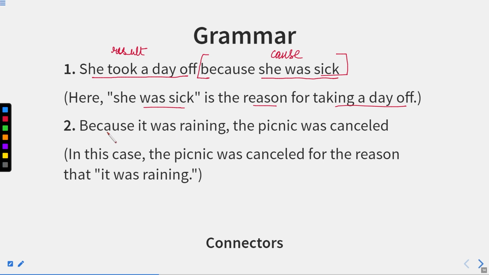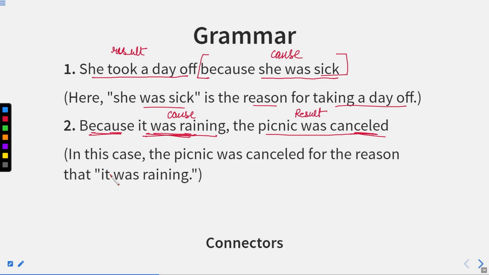Now, let us have another sentence in which because is in the beginning of the sentence. Because it was raining, the picnic was cancelled. So what is the reason for the picnic being cancelled? That was, it was raining. So this is the cause. Whereas what is the result? What is the outcome? This is the result or the effect of this cause.